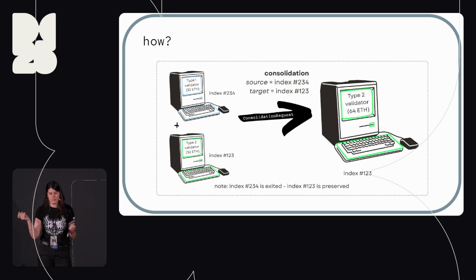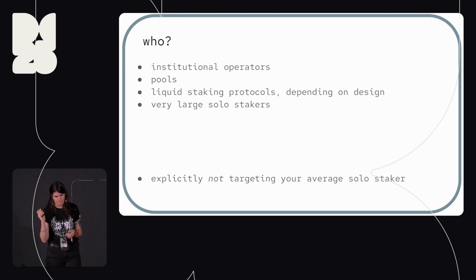And you can also go straight to a type 2 validator nowadays. So if you're spinning up a new validator, you can choose between a type 1 and a type 2 validator. So who was this targeting? This was primarily targeting institutional stakers, pools, liquid staking protocols, and very large solo stakers, and it explicitly was not targeting small stakers. The reason for that is that MaxEB is trying to benefit the network. It's trying to consolidate as many validators as possible, removing unnecessary overhead from duplicating validators on the same machines. But it was beneficial for solo stakers anyway.